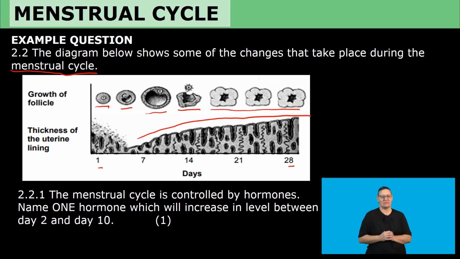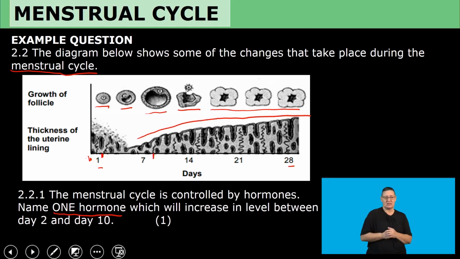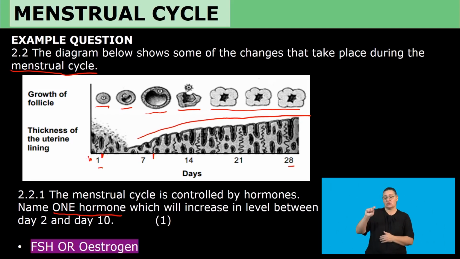2.1. The menstrual cycle is controlled by hormones. Name one hormone which will increase in level between day 2 and day 10. So you check your diagram. Here's day 1, between day 2 and day 10. We want you to give us one hormone that will increase in level. The hormone that will increase in level is FSH or estrogen.